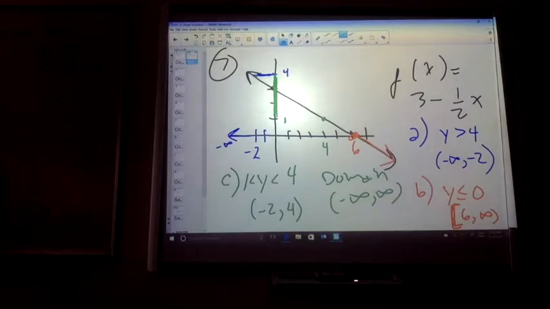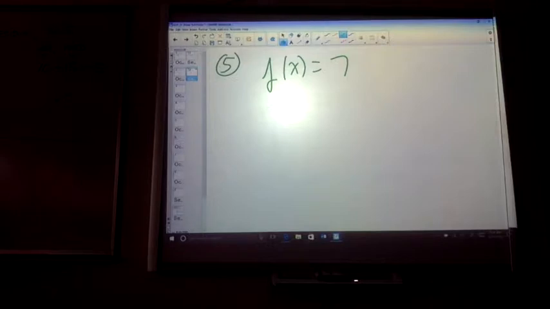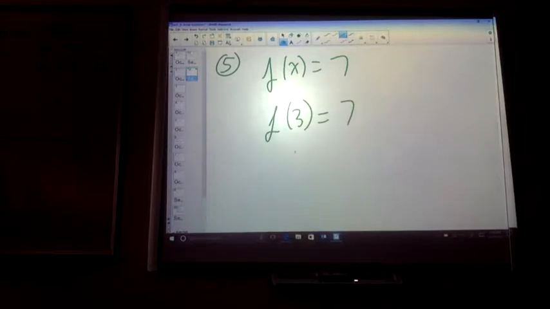Yep. All right, so problem number 5. We have the function at x is equal to 7. So what value yields that? You're going to go up to 7 on the y direction, and the function at 3 would have had to equal that to give me that. So that would yield me the point 3, 7. That's a point, not interval notation.